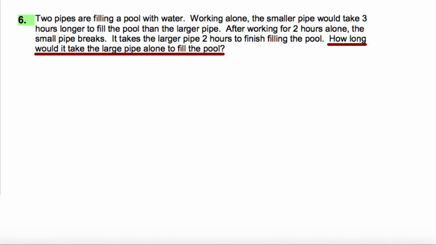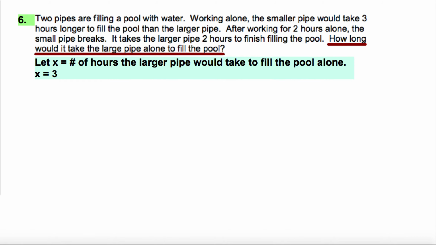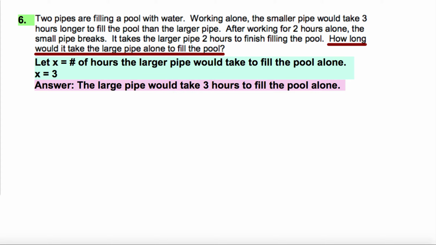How long would it take the larger pipe alone to fill the pool? Since we know x is the number of hours the larger pipe would take to fill the pool alone and x is equal to 3, the answer is the large pipe would take 3 hours to fill the pool alone.